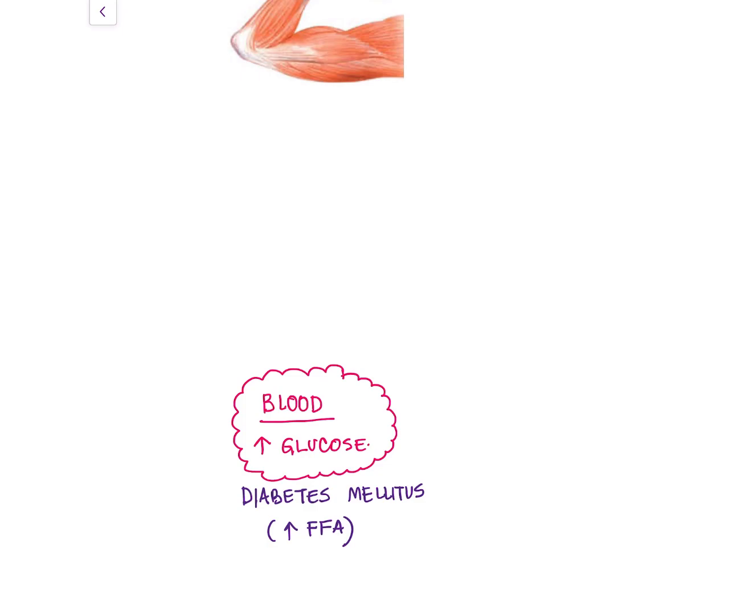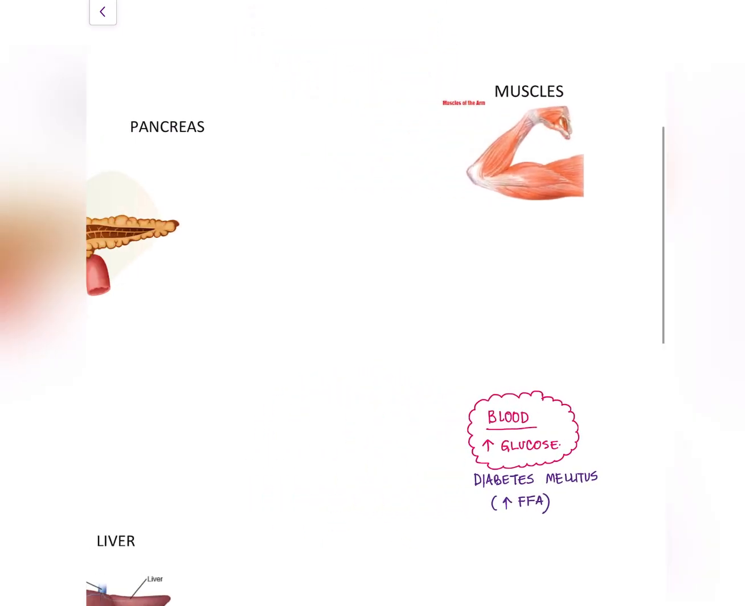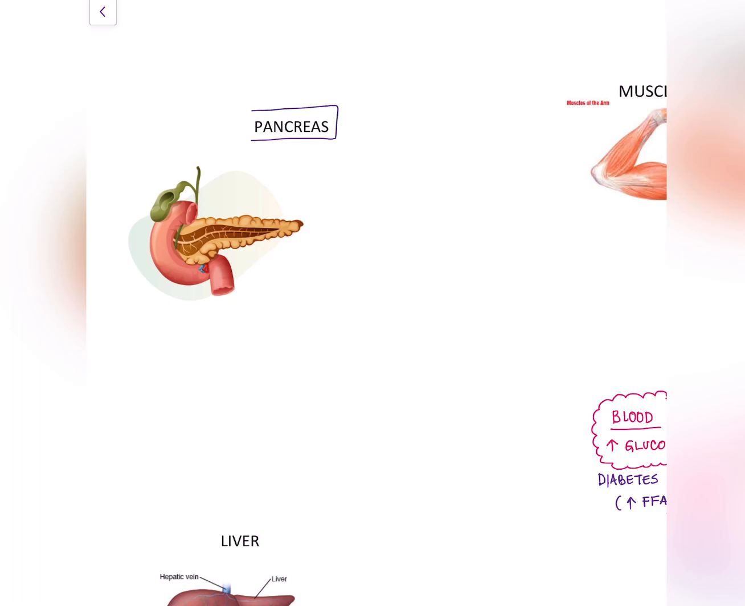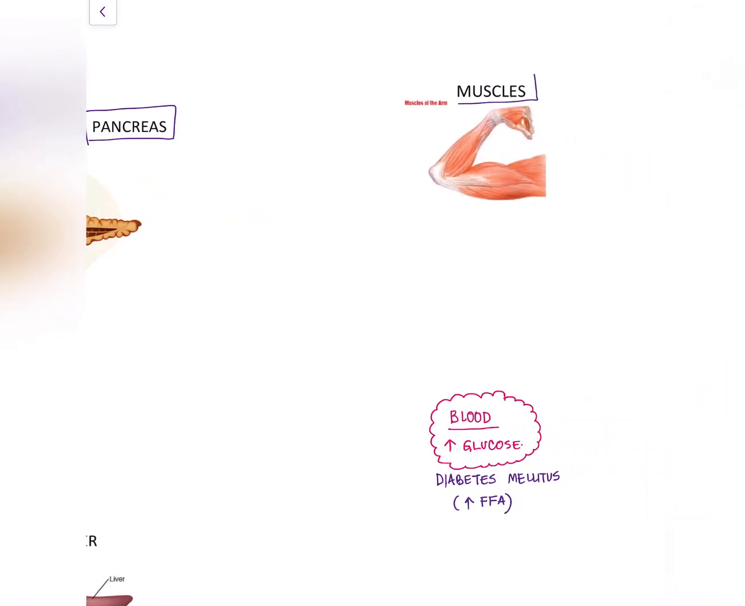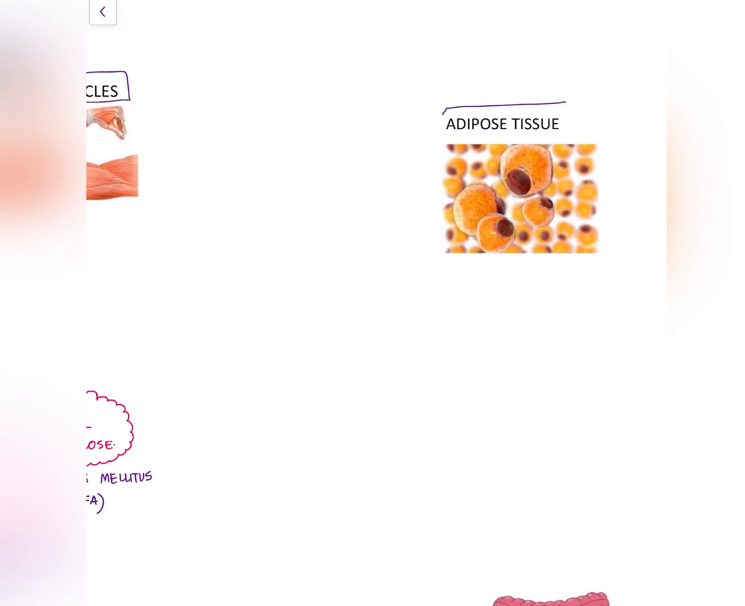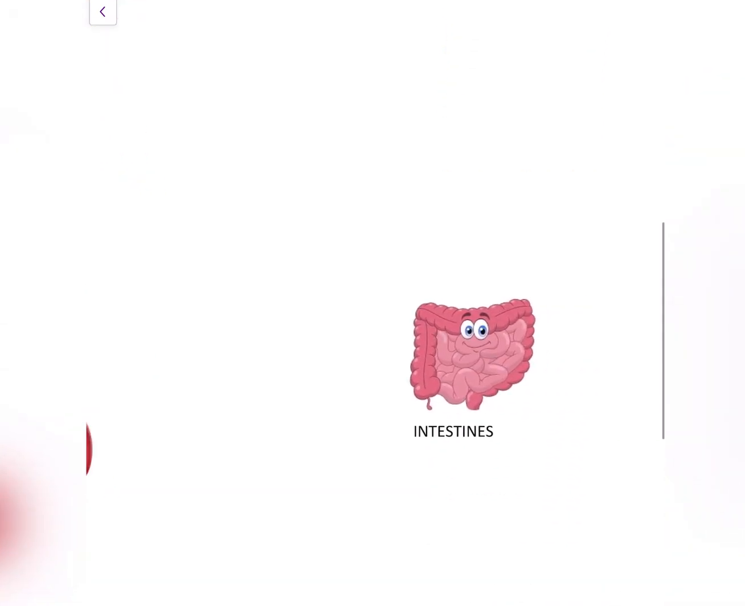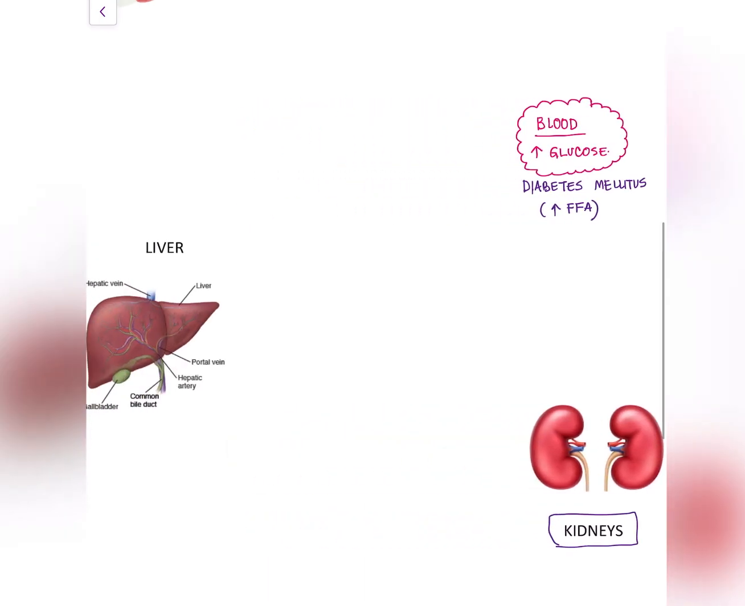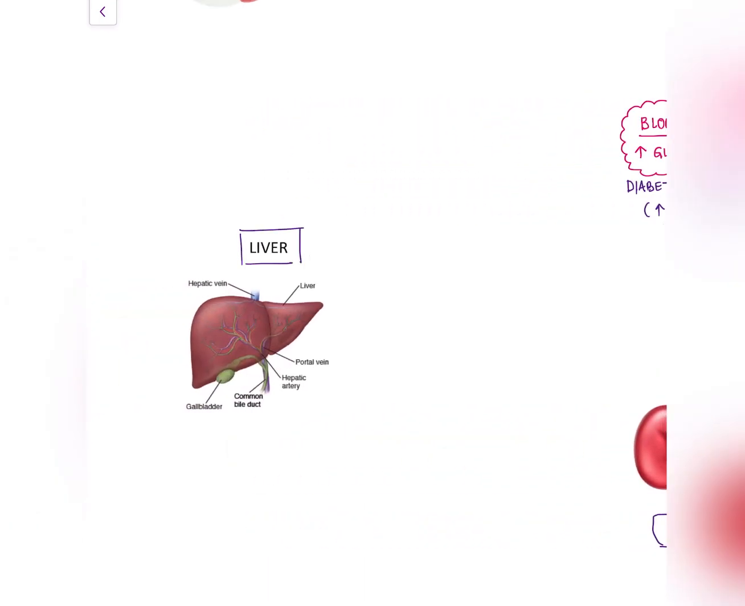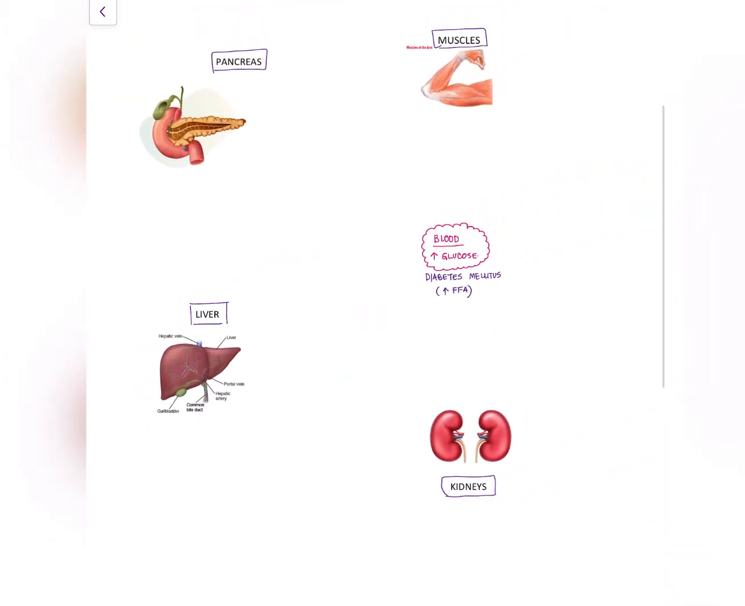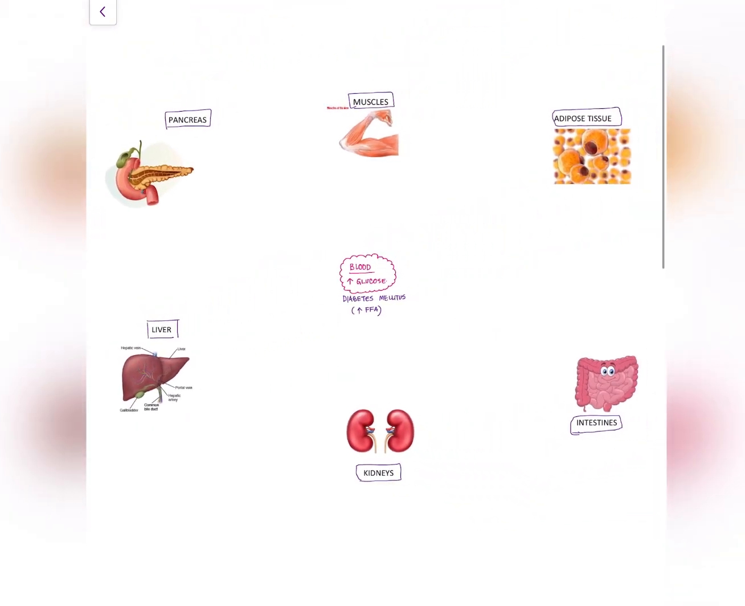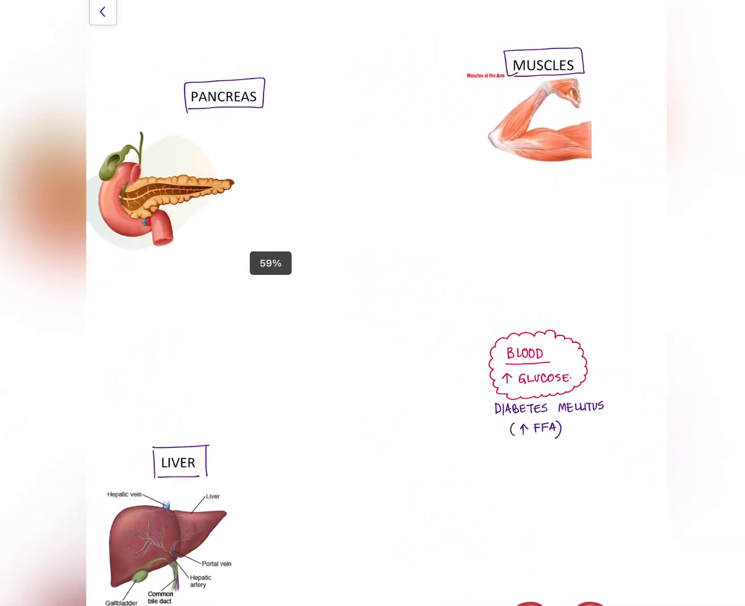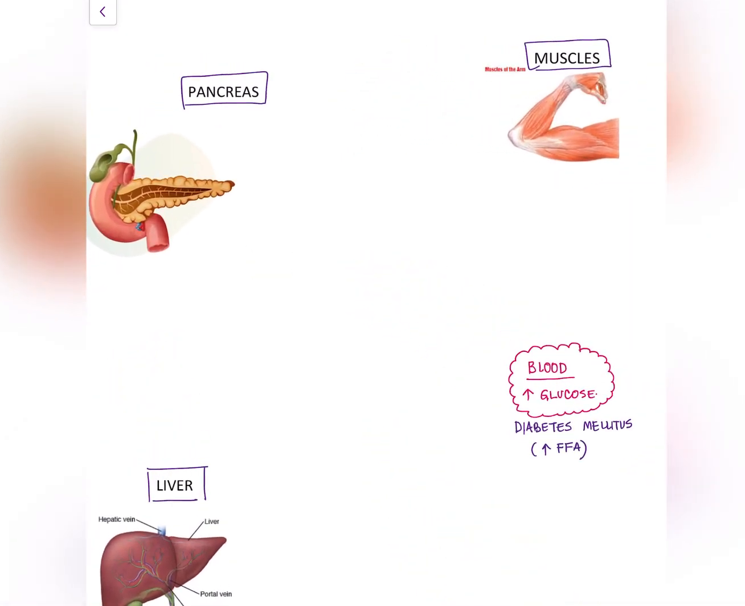In this pathophysiology we have different organs which are playing an important role. First is the pancreas, the other is muscles. Adipose tissue also has effect on blood glucose. Then we have got the intestines, and next comes the kidneys, and then the liver. So in this, we'll start one by one. We'll try to understand how these organs are increasing the blood glucose and also increasing the free fatty acid levels. That is a prime clinical feature responsible for diabetes mellitus.